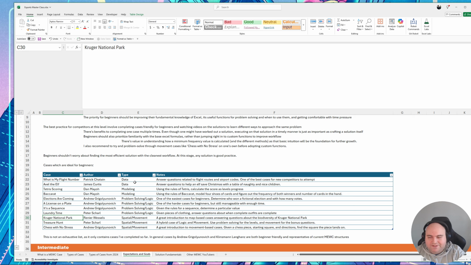Kruger National Park, which is out of the South African Excel competition, and it's a really great map-based case, and I think the map by itself is extraordinarily beautiful on the grid. It's a piece of art just by itself. Treasure Hunt by Peter Scharl, another good hybrid case of logic and movement. And like I said earlier, Chess with No Stress, again by Andrew, a phenomenal case.